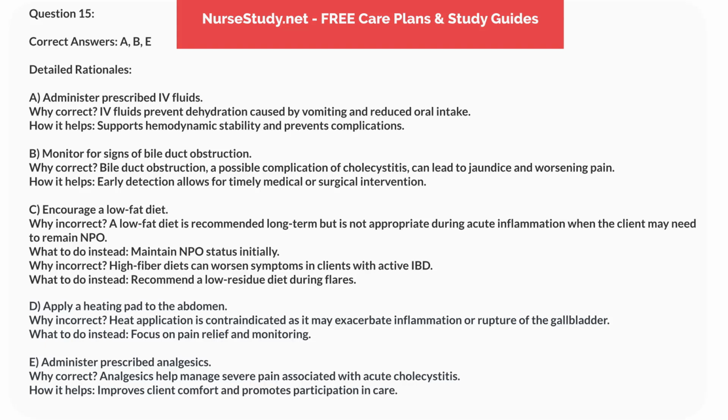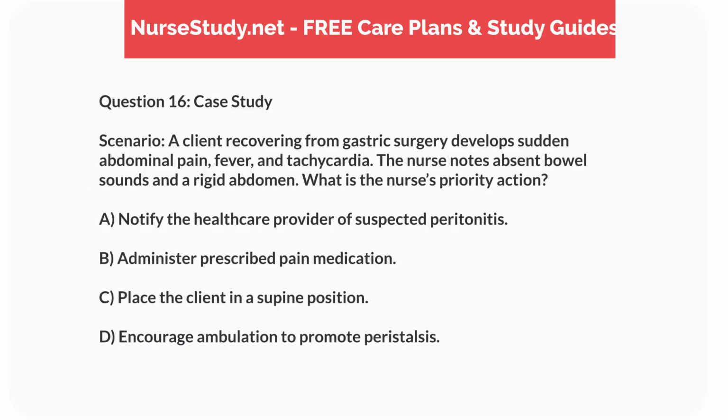E. Administer prescribed analgesics. Why correct? Analgesics help manage severe pain associated with acute cholecystitis. How it helps: improves client comfort and promotes participation in care. Question 16, Case Study. Scenario: a client recovering from gastric surgery develops sudden abdominal pain, fever, and tachycardia. The nurse notes absent bowel sounds and a rigid abdomen. What is the nurse's priority action?